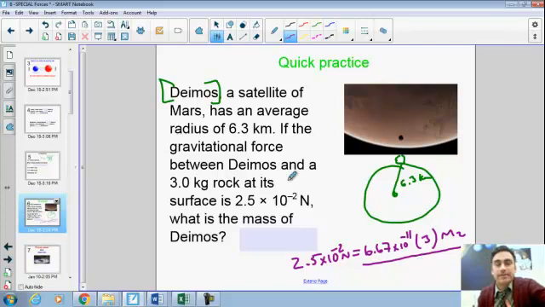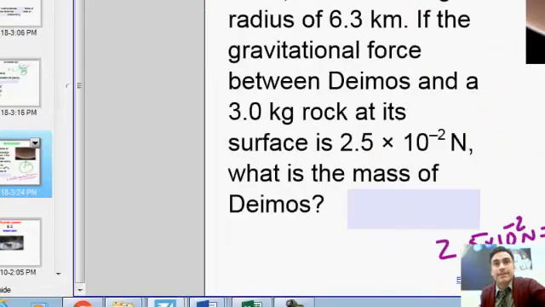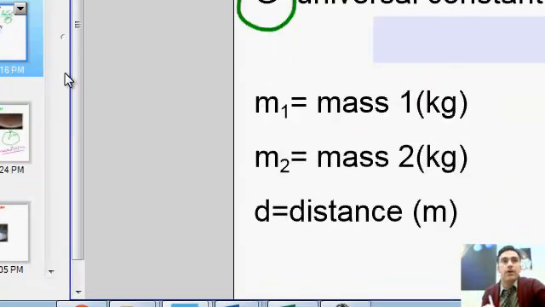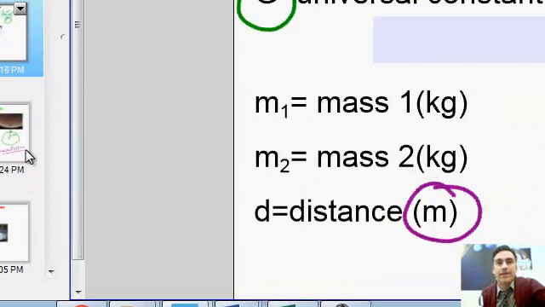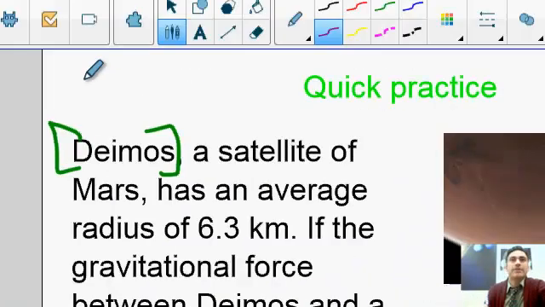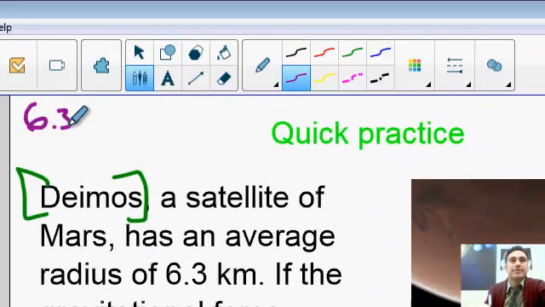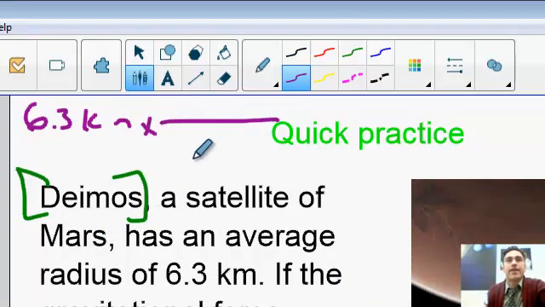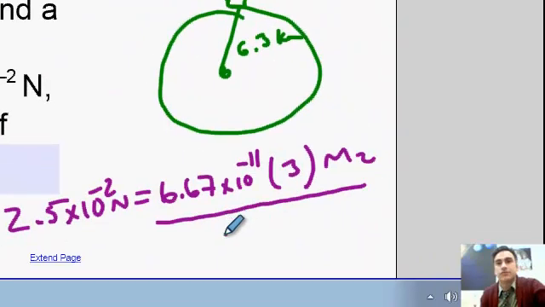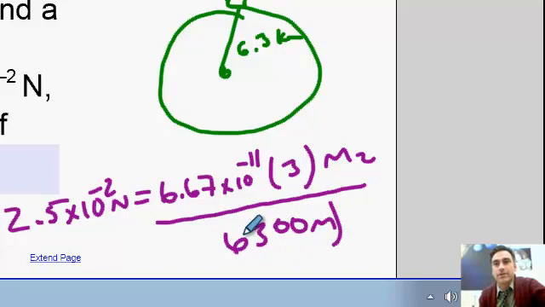So, distance 6.3 kilometers. But it needs to be in meters. So that means we need to take that 6.3 kilometers and convert that to meters. So every 1 kilometer, there is 1,000 meters. So that gives us 6,300 meters, and that is squared.